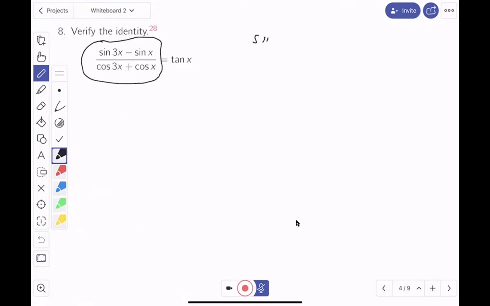You need to know the sine of a plus b. I need to know the sine of a minus b. I need to know the cosine of a plus b. And I need to know the cosine of a minus b. There's 4 things to know in this section.